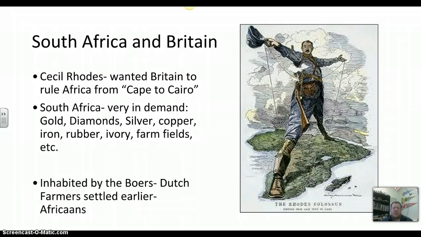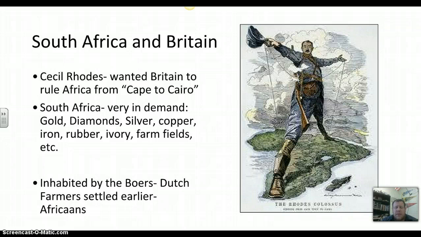South Africa, the same thing. Here's Cecil Rhodes, this big famous figure who wanted to rule from Egypt down to the Cape of Good Hope. And South Africa is a big deal because of the goods they had. Gold, diamonds, silver, all those kinds of things. The problem is that decades earlier, a group of Dutch farmers called the Boers had settled there. They were Caucasian from Europe. They spoke a language called Afrikaans. It was kind of like Dutch in a way, and they lived there already.